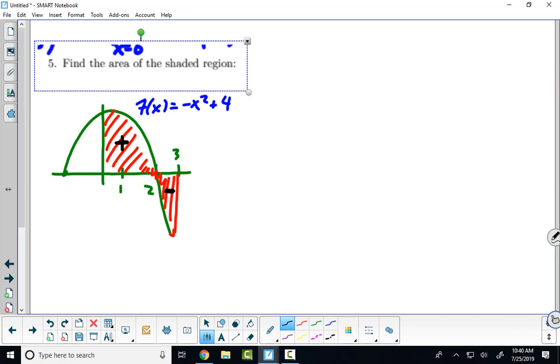Okay? So I'd like everyone to set up the definite integral and then check with your neighbor. Okay? Don't worry about evaluating it yet. Just set it up, check with your neighbor.